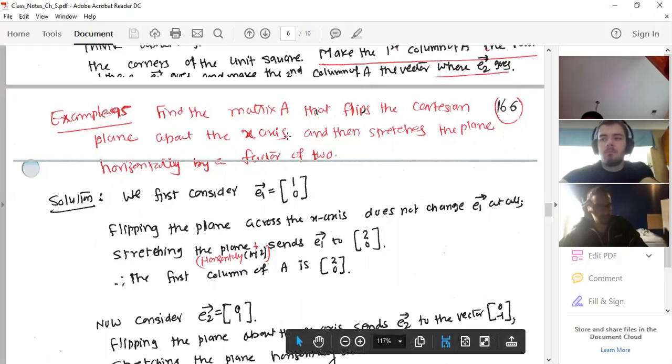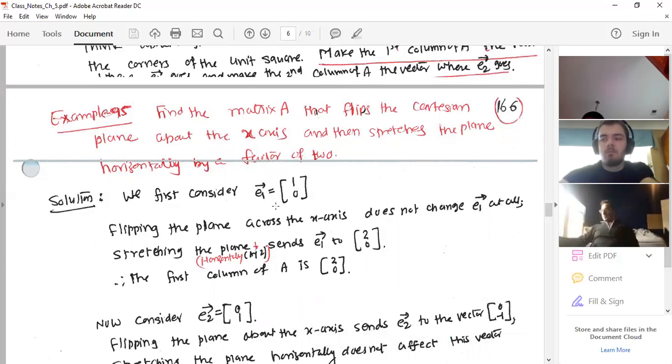So we first consider, find the matrix A that flips the Cartesian plane about the x-axis. We first consider E1 because that is my first vector on the square. Flipping the plane across the x-axis does not change E1 at all, because this is just (1, 0), a horizontal line. If you flip this one, it remains the same. So it does not change your E1 at all.